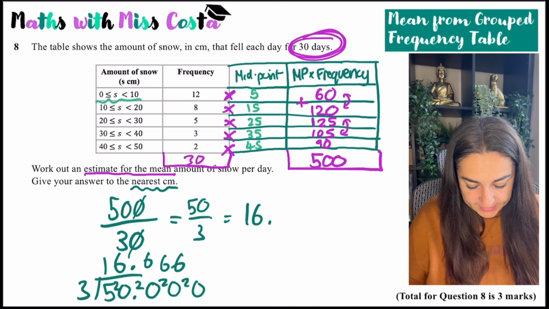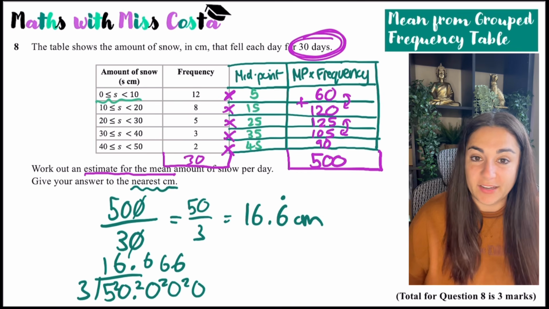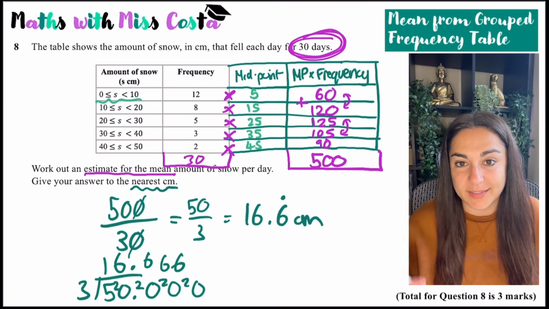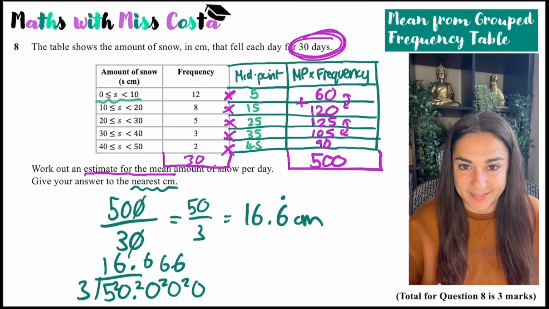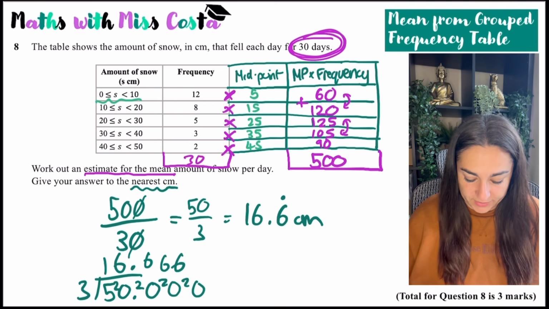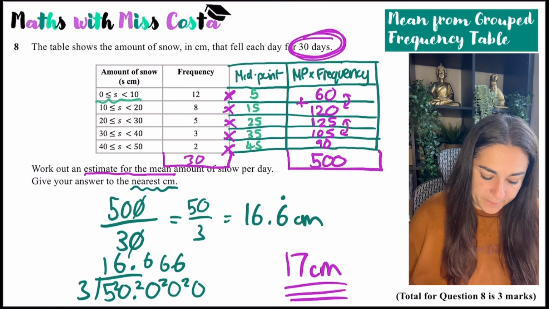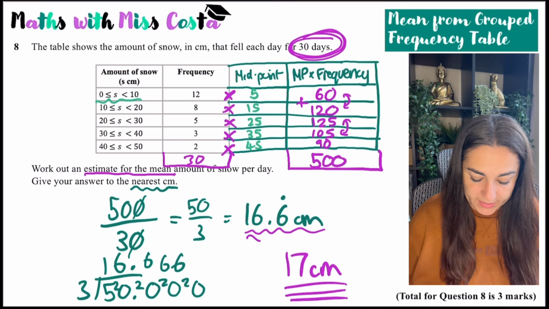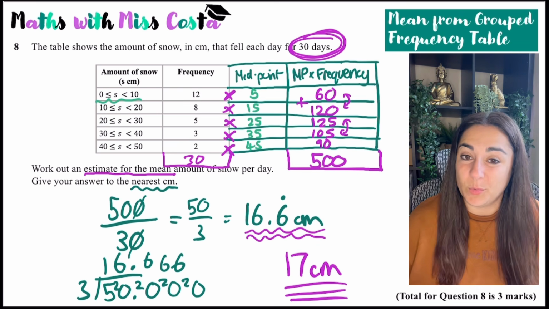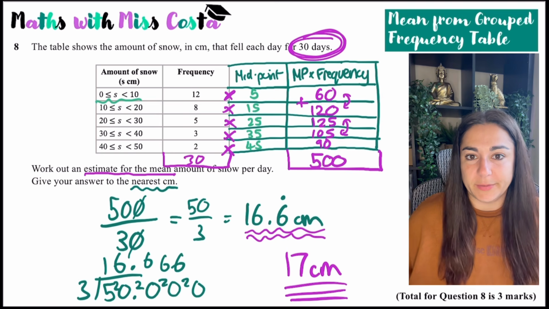So it's 16.6 centimetres. And because we're dealing with grouped frequency, I don't need to worry about rounding it down because it's in real life, because I'm using an estimate. So I'm going to round it up like I normally would, just with numerical values. So to the nearest centimetre is 17 centimetres. But if you're ever worried about things like this, that's why your working out is so important. So the examiner will be able to see you did get the right answer. Maybe you just rounded it down because you thought it was real life.